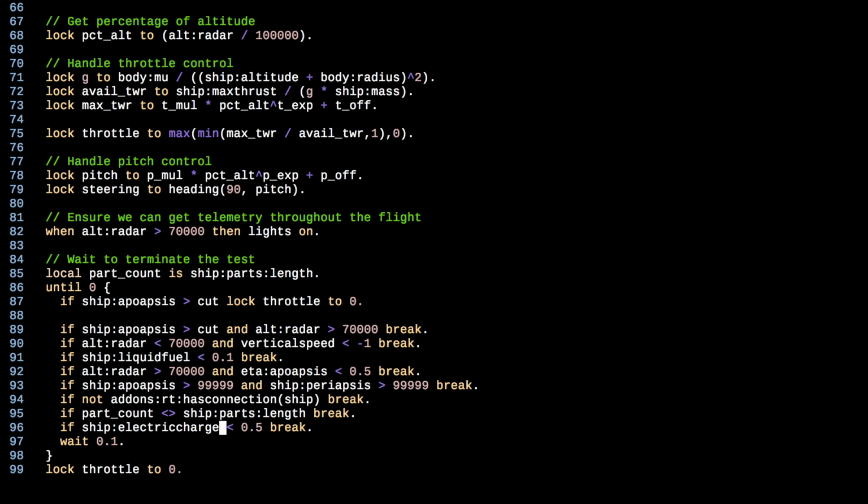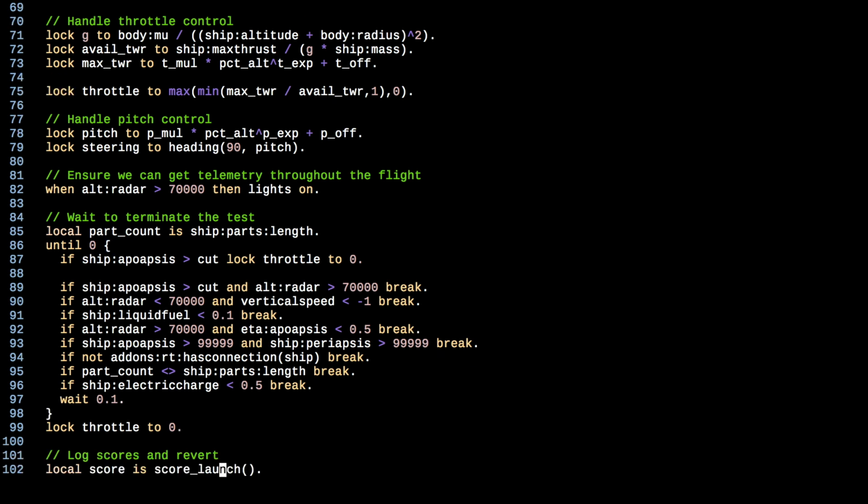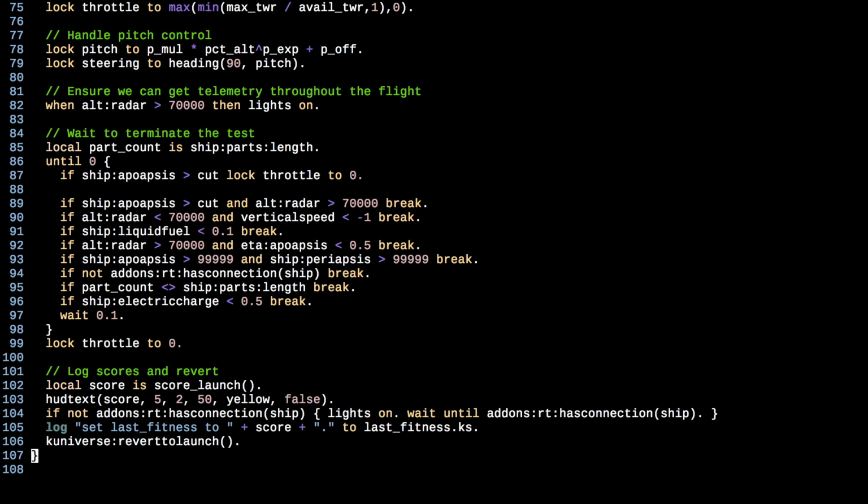Now, I didn't have all of these in place when we started testing. I've added, kind of incrementally, these various ways that, okay, no, your flight is over. You get a score now, and then you're done. So what this is going to do is then when we're done, we're locked to the throttle. We're going to get that score.